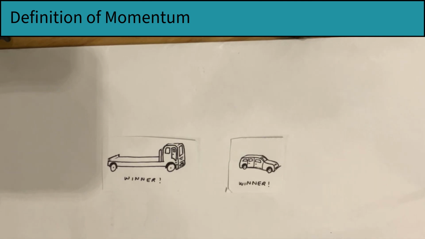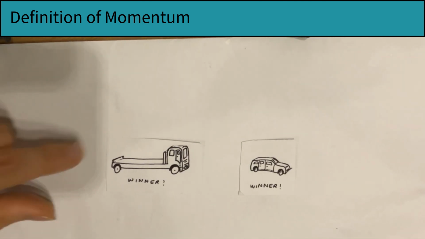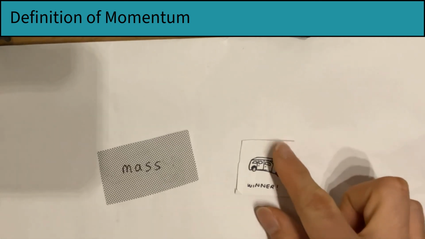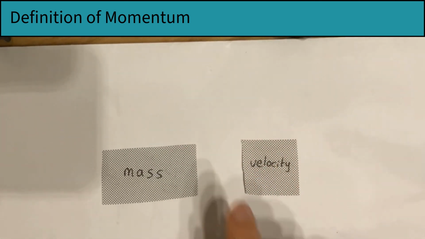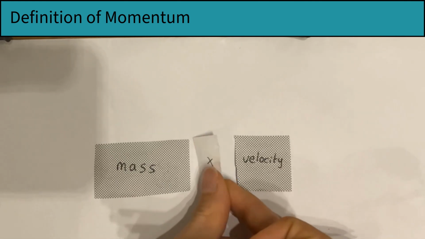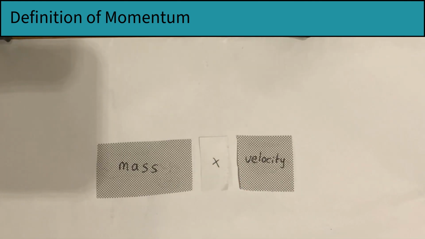And this is exactly how I like to think of momentum. So the bigger truck wins because it's got more mass. So the formula for momentum is going to be something to do with mass. And the quicker car wins because it's got more velocity. And in fact, the formula is simply timesing these two quantities together. Mass times velocity.